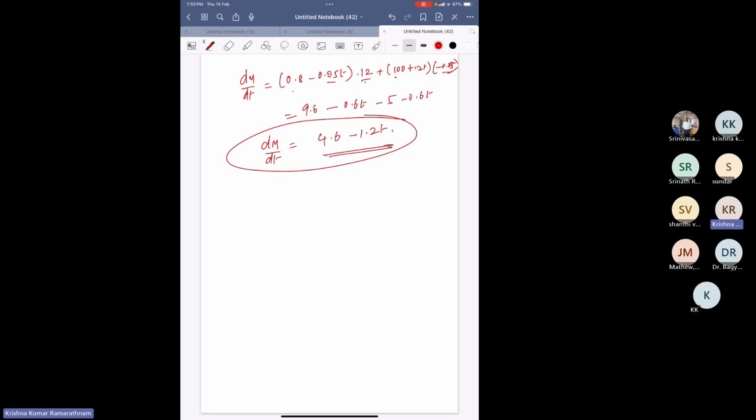Is that clear for everybody? dm by dt is equal to 4.6 minus 1.2t. Tell me how this graph will look. Question number 1: will it reach a maximum, or will it keep on increasing, or keep on decreasing? That's the first question.